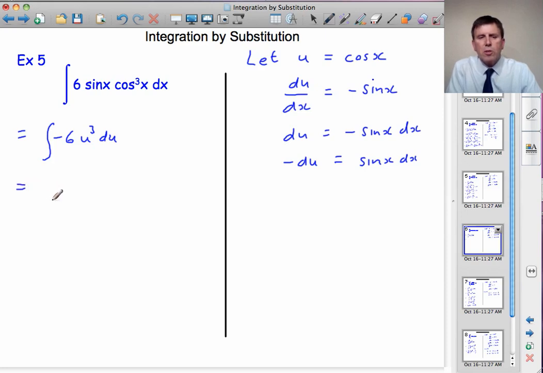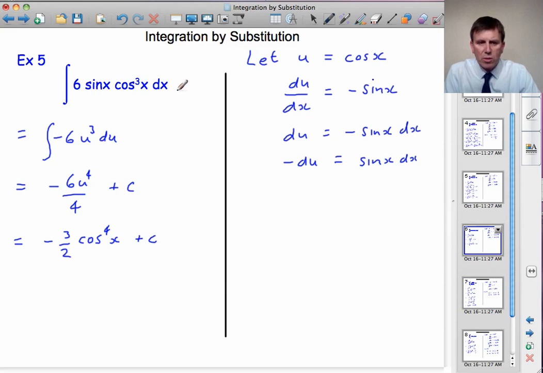If we integrate minus 6u cubed, we get minus 6 u to the power 4 divided by the new power 4 plus a constant of integration. And now I'm just going to replace the u by cos x and simplify the 6 over 4, and we'll get minus 3 over 2 cos to the power 4 x plus a constant. So a fairly complicated integral ended up with quite a simple answer. And when we put the u equals cos x in there, again we found that the sin x was used up as part of the substitution relationship between du and dx. And that concludes example 5.